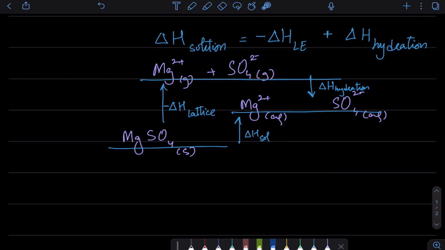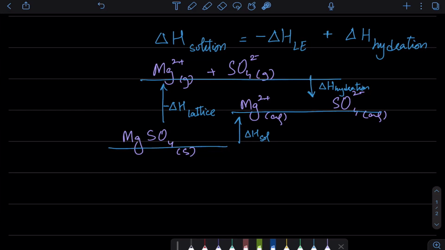And that is how I can just put them together. So you can look at this and be like, okay, that is how these things are going to be. Now, it turns out that delta H solution is an endothermic process here.